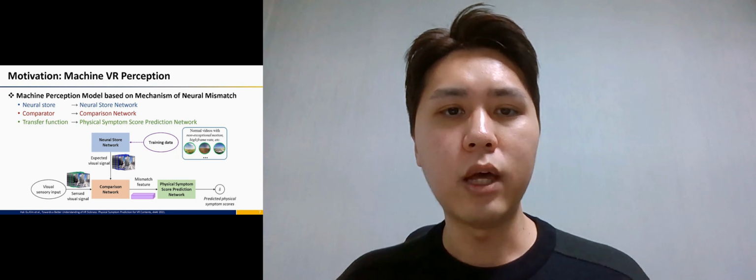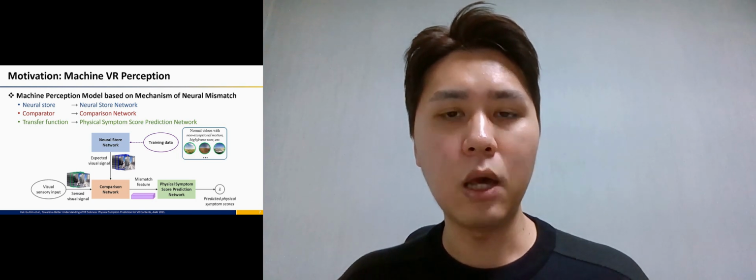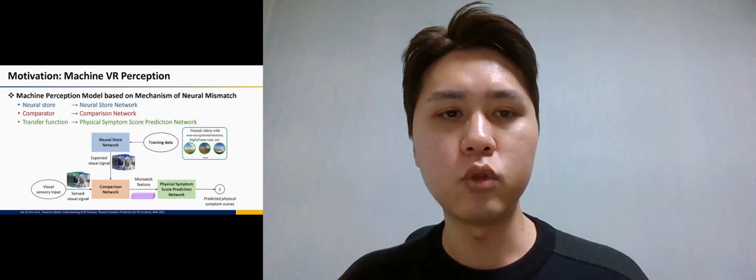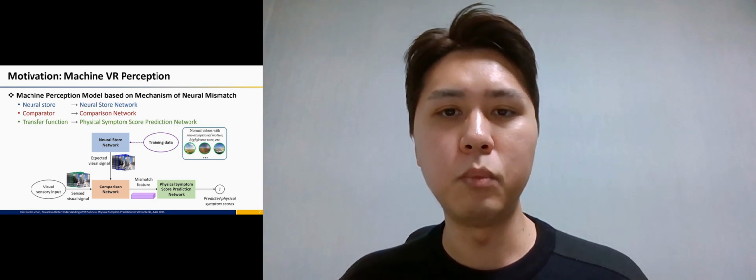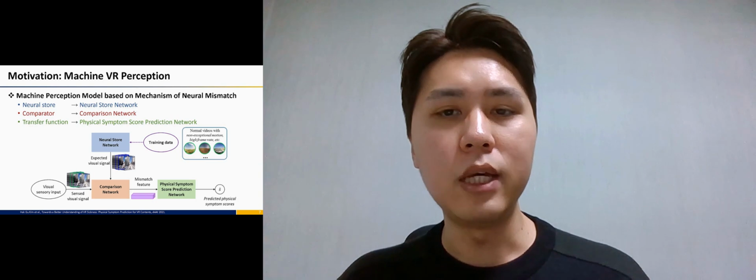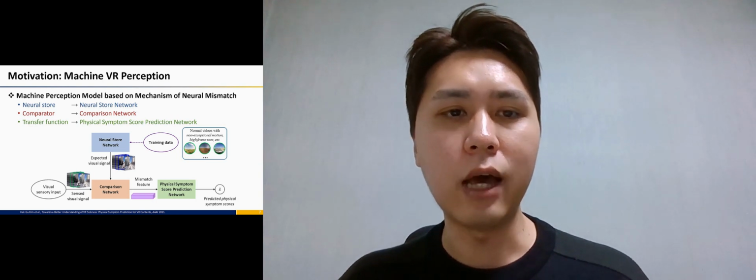The neural store network is to predict the next frame with the parameters trained in training. For this purpose, the network is trained with normal video that can be easily accessed in our daily lives.